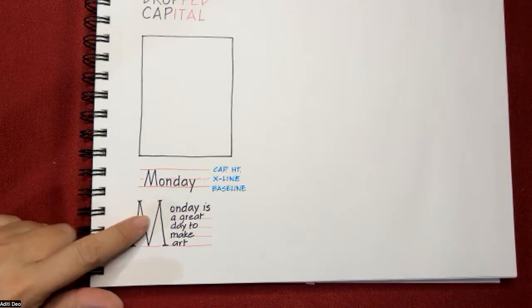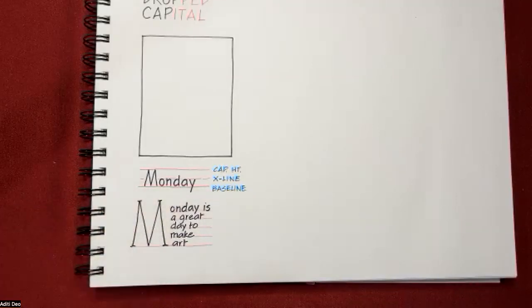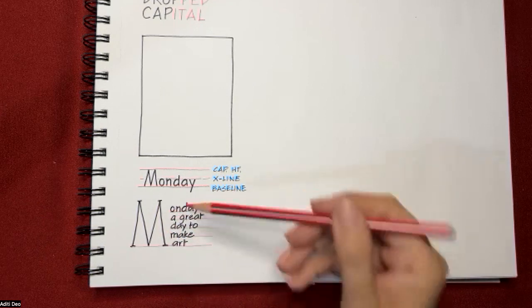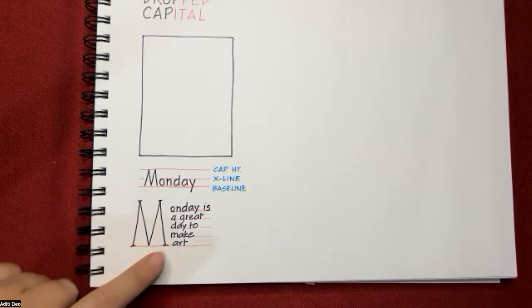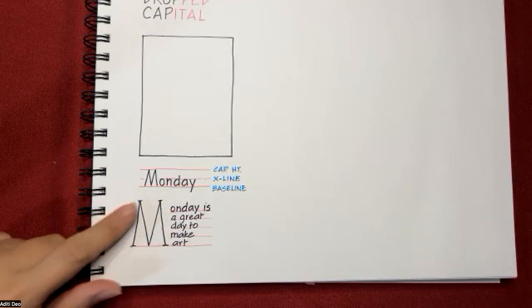Okay, so you know that this M is only for Monday. It is not Ma, great, made, make, art, right? This M stands only for this Monday. But where is the baseline? Over here. And where is the baseline of the M? It is dropped down to here. Got it? That is why these letters are called drop caps.